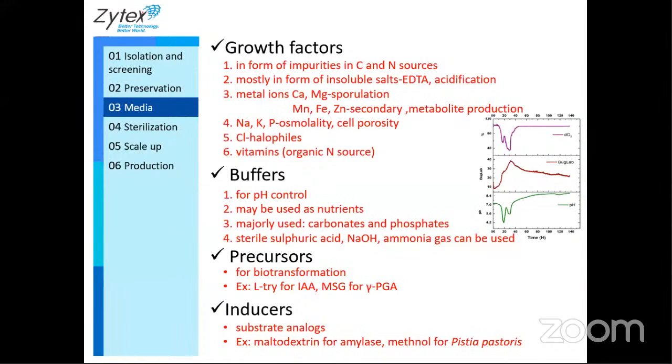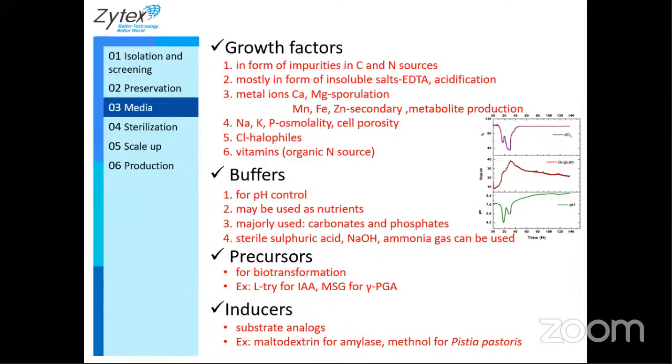And because of the increase in ammonia, the pH of the media will become alkaline. Again, you can correlate this with the increase in pH trend during the late log hours. So why buffer? We are adding buffers to control this pH. This is a perfect profile, but if there is some anomaly, then we need to add buffering agents like carbonates and phosphates in the media. Sometimes sterile sulfuric acid, NaOH, or ammonia gas is also purged in the fermentation media to maintain the pH.